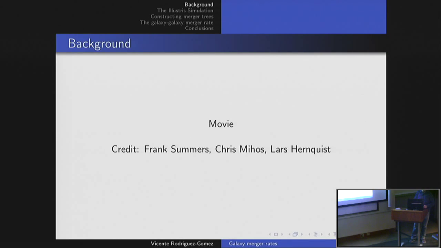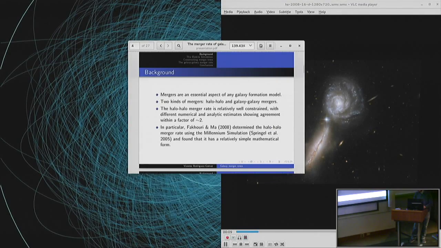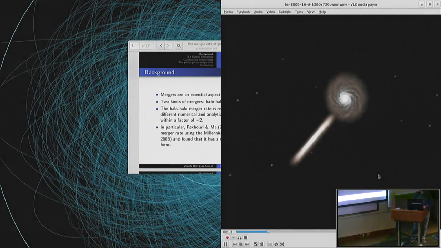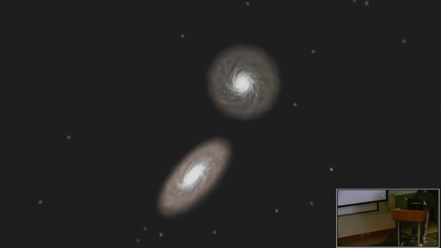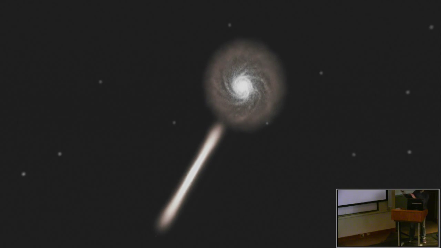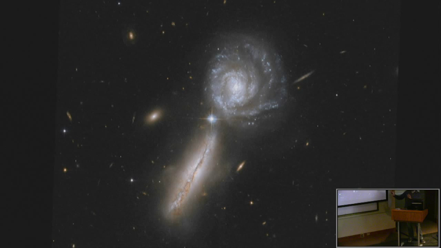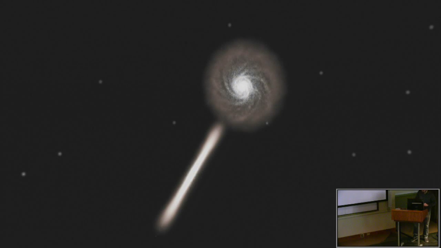Okay, so I will start by showing you a very classic movie. Sorry. Okay, there we go. So here you can see a merger of two galaxies. It's a simulation, but every once in a while it is compared to actual real observations.